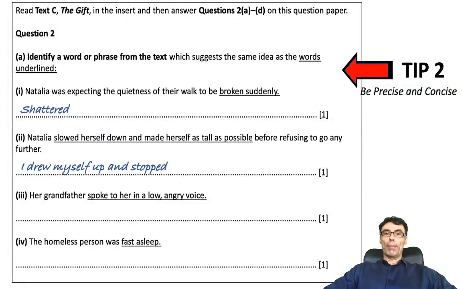Just like that. Be precise and concise, that's tip 2. Just copy the words that fit the definition. If you've copied too much, put the words that you don't need in brackets or underline the words you want the mark for. That should be an easy 4 points. Good work.